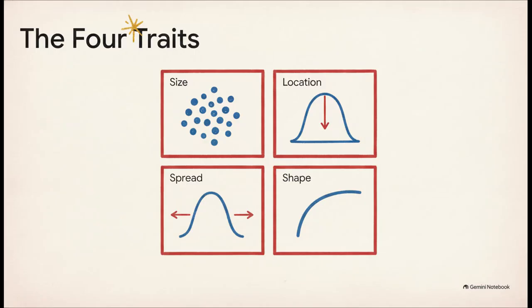Now, every single distribution you'll ever encounter shares 4 fundamental traits. First, size, which is just how many values you actually have. Next is location, telling you where the bulk of the data is clumped together. Then spread, indicating how much those values vary from one another. And finally, shape, which describes the overall geometric outline of that curve.